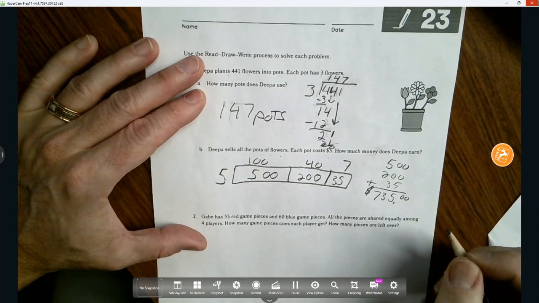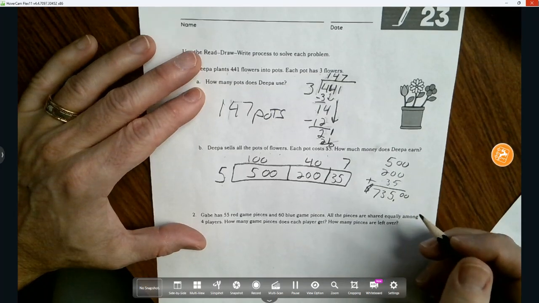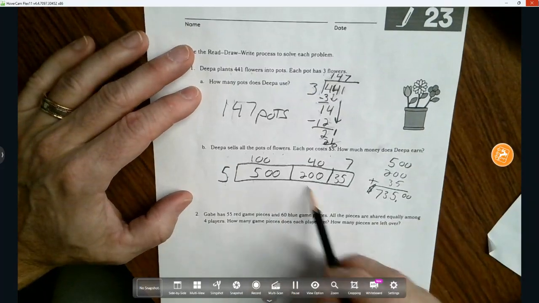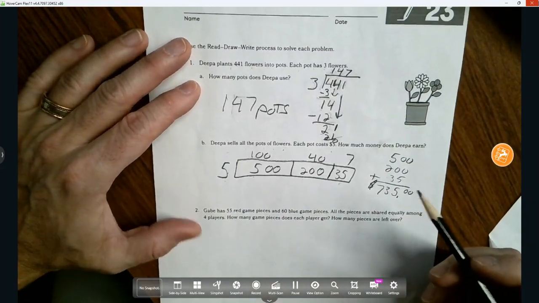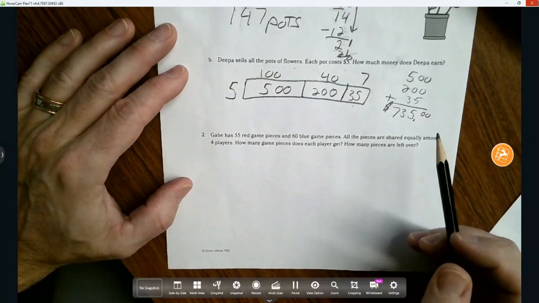Show there's 0 change. And Deepa earns $735. Parents, look at how we broke that apart. It's easier. I'm telling you. Makes life easier. All right, number 2.